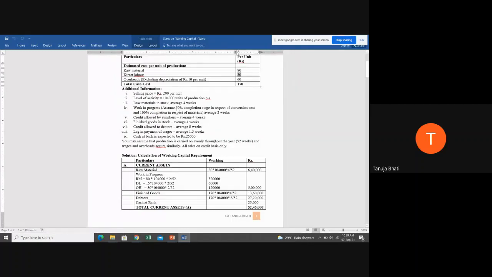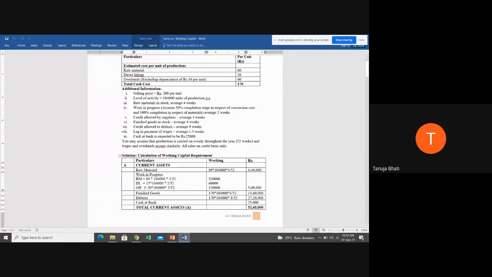Because they are telling us to assume 50% completion stage in respect of conversion cost. Conversion cost is direct labor, we know, and overheads. So only 50% of 30, that is half of 30, is 15. So you have to take 15 rupees as the cost of direct labor for work in progress into the units produced. Units produced is 1,04,000 into average period for work in progress is 2 weeks, so into 2 divided by 52. So we get direct labor at 60,000.